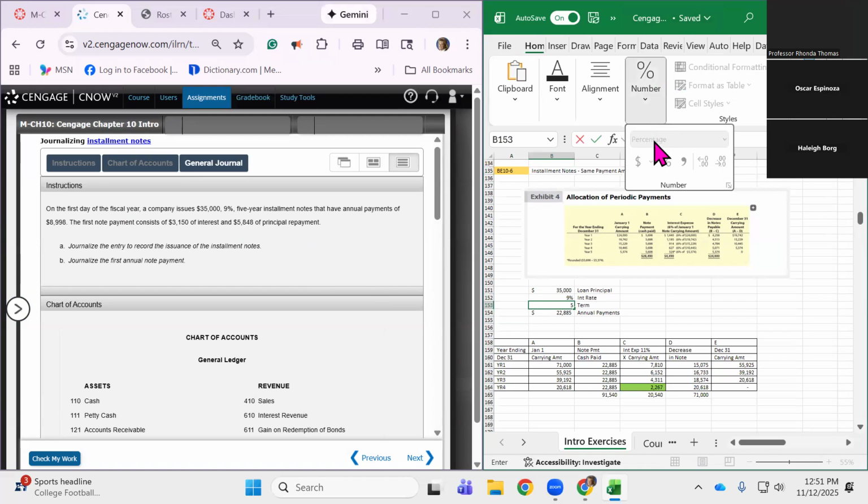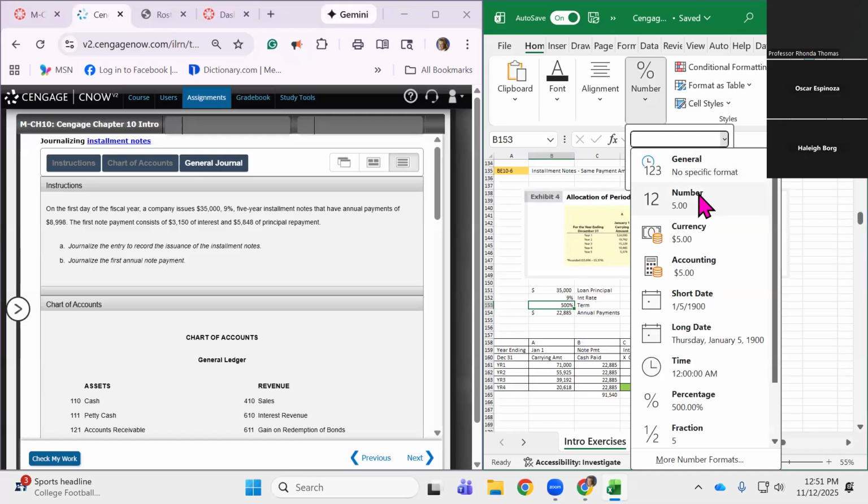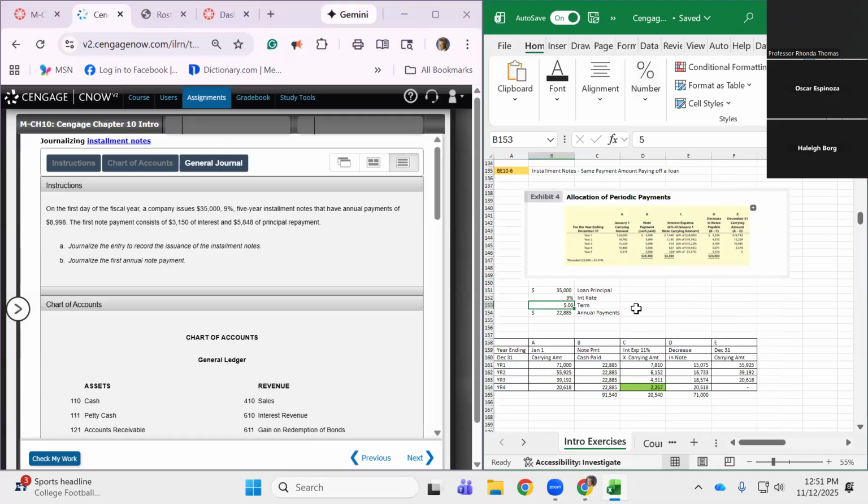So I want that just as a number, if I can get it there. Not a percentage. 5 years. Let me put years to the side here. All right. Now the annual payment. The annual payment is $8,998. Now, normally payments are not paid annually.